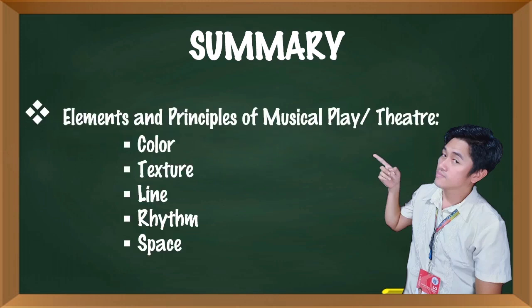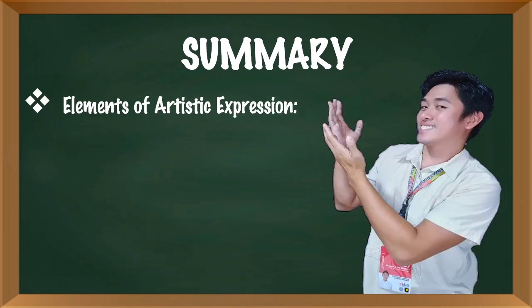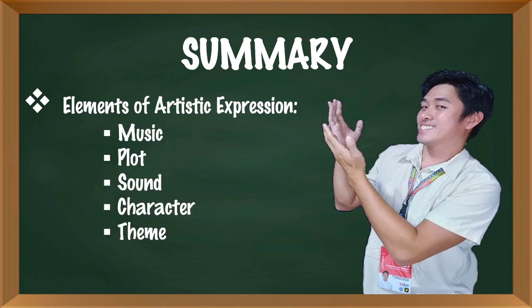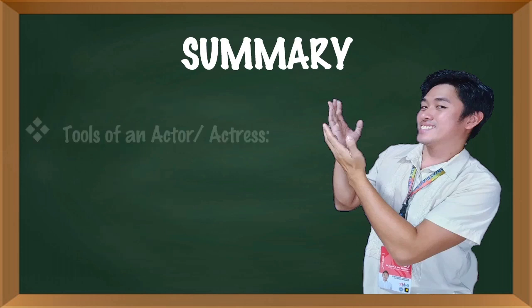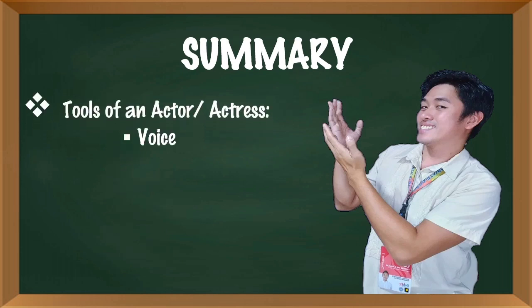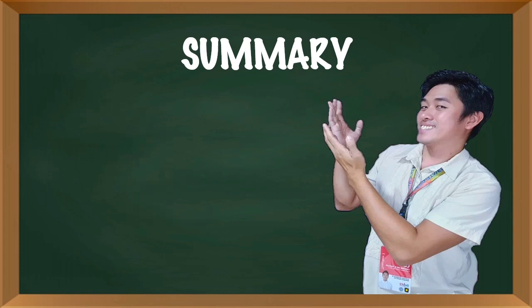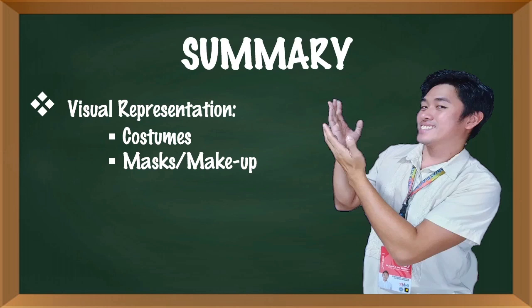Elements and principles of musical play or theater: color, texture, line, rhythm, space, and shape. Elements of artistic expression: music, plot, sound, character, theme, dialogue. Tools of an actor or actress: voice, body, emotion, and movement. Visual representation: costumes, masks or makeup, stage design, props, accessories.